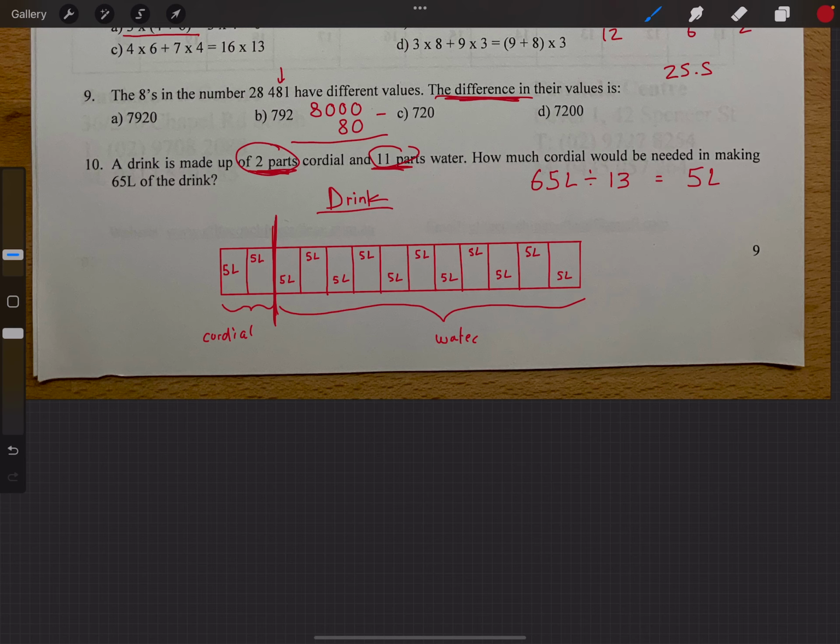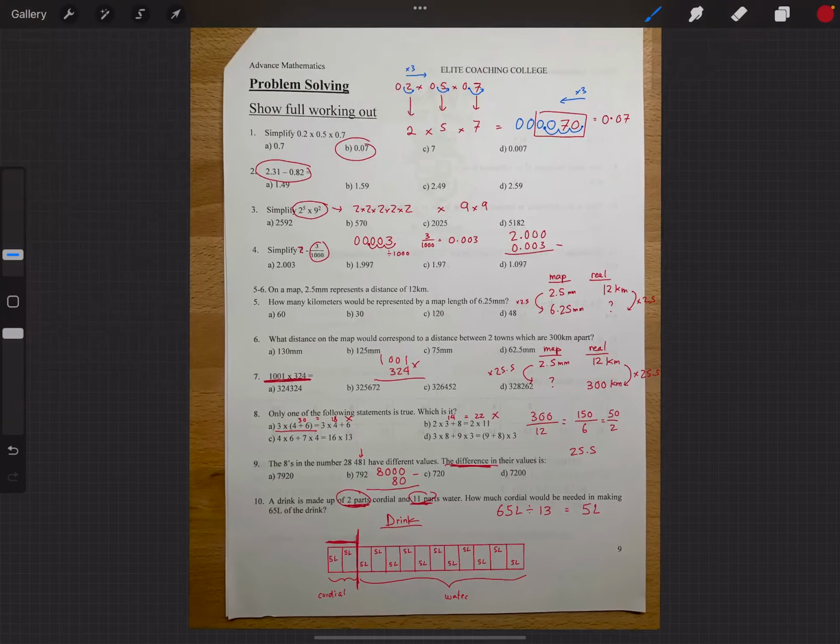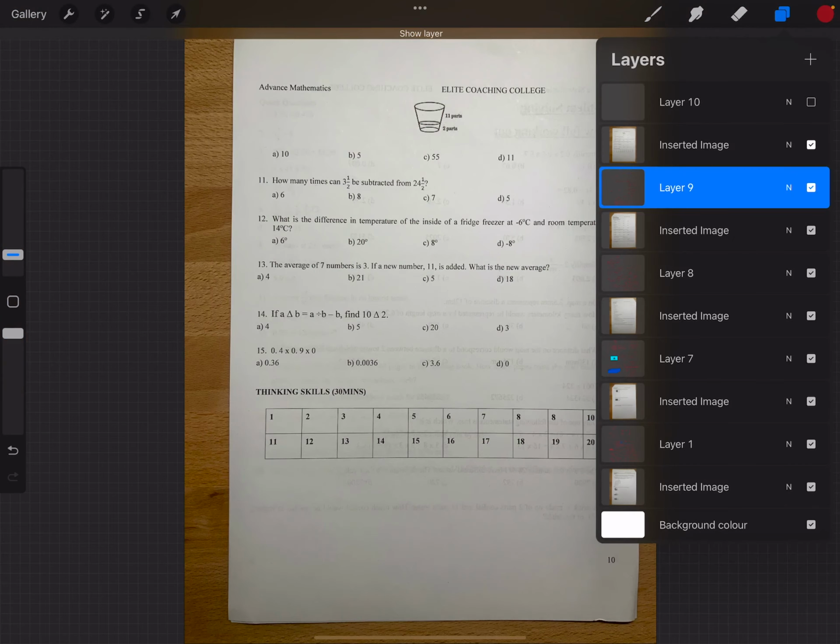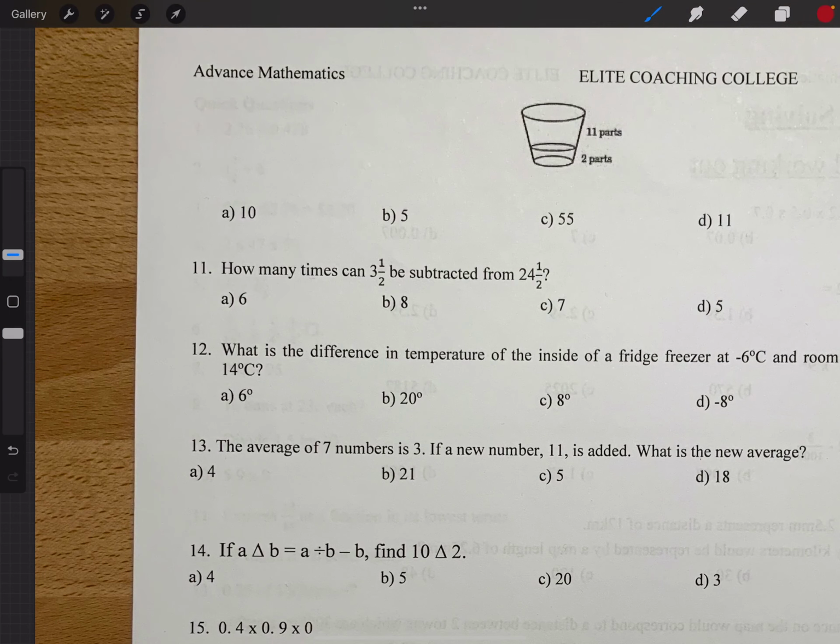There you go. Now it says how much cordial do you need to make this? So how much cordial? Well, cordial only uses 2 parts. Each part is 5 liters, so 2 times 5, and you get the answer. And the answer has to be on the next page. So cordial. Why is it not writing? Oh, whoops. Okay.